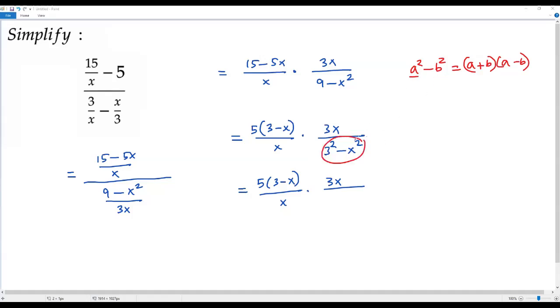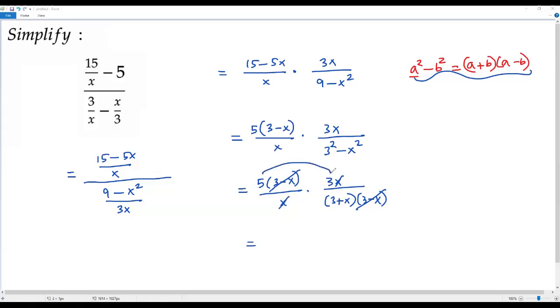So if I want to write this one in factored form, it has to be 3 positive x times 3 negative x, because for a we have 3 and for b we have x. Okay, let me write this expression in factored form using this algebraic identity. Then I'm getting 3 positive x times 3 negative x. Okay, now let's simplify this. 3 negative x will cancel out, and this x and x will cancel out.